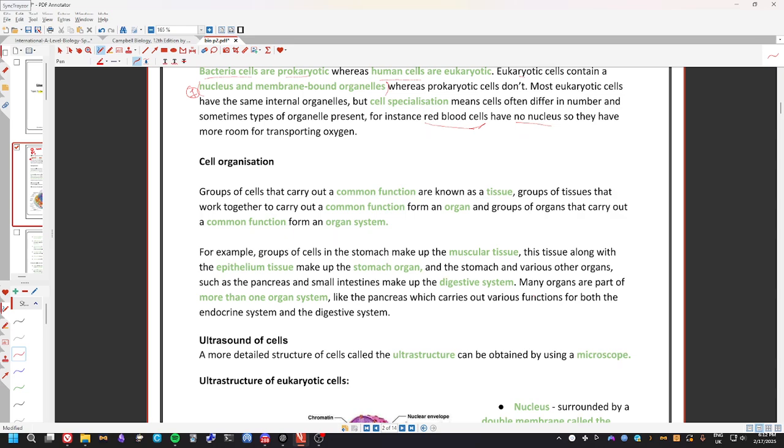When does cell specialization occur? When your body is in harsher or different environments, and cells need to adapt so that they can function at optimum efficiency in those different environments.